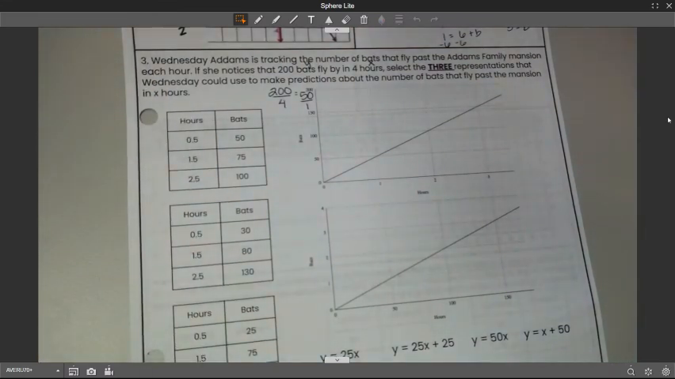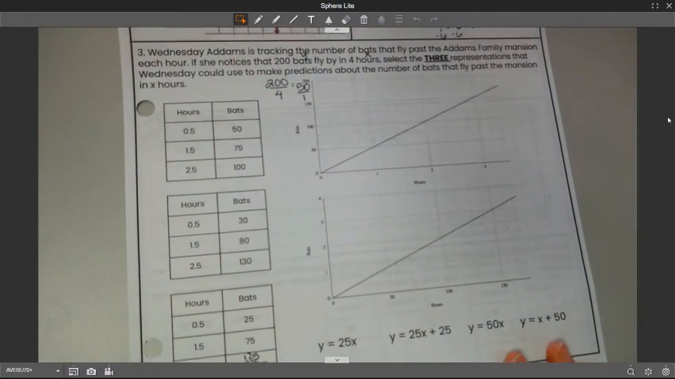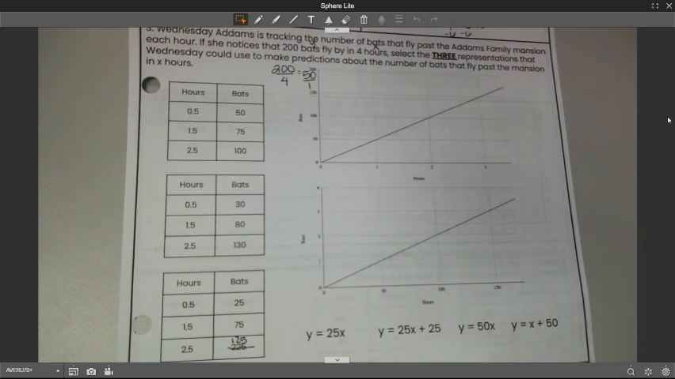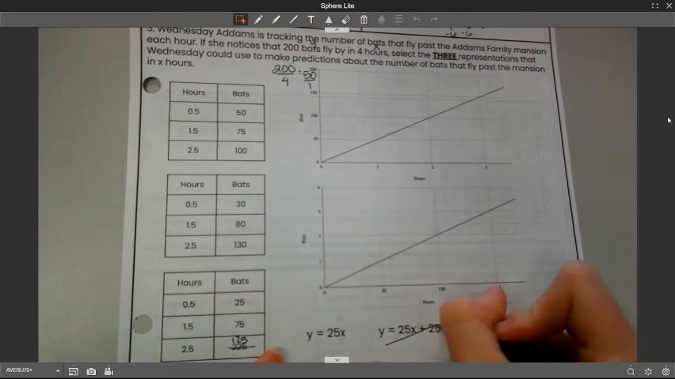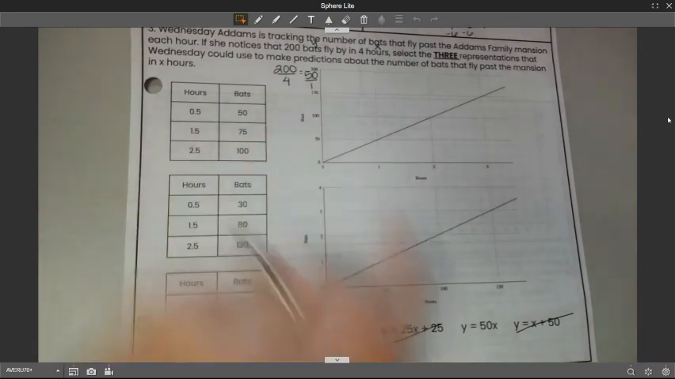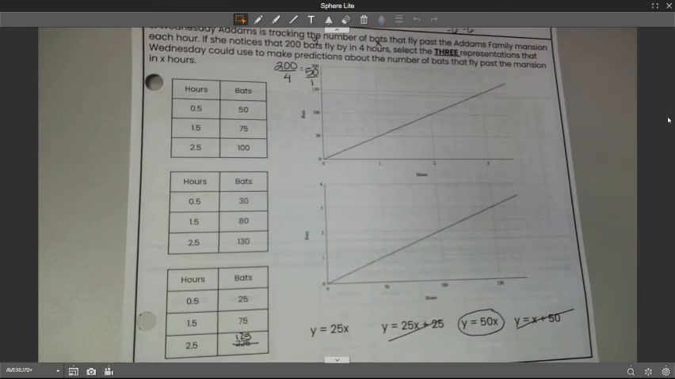So our k is going to be 50. So I need to make sure that we are multiplying by 50. I didn't tell you any kind of starting point. I didn't say that we started with like 300 bats have flown out. So I know this is proportional. So when I look at the equations, I can cross the non-proportional ones off. And we just said that our rate of change is 50. So the equation should be the 50.